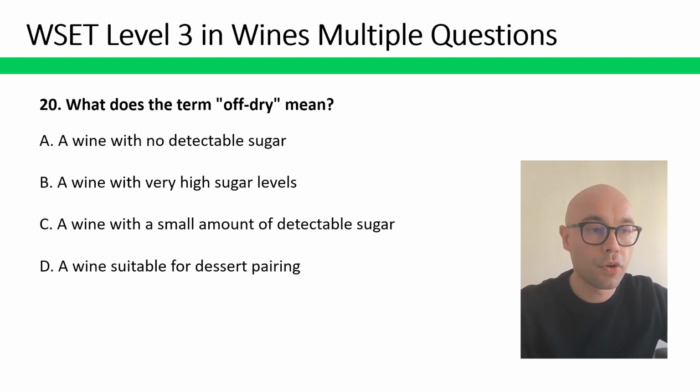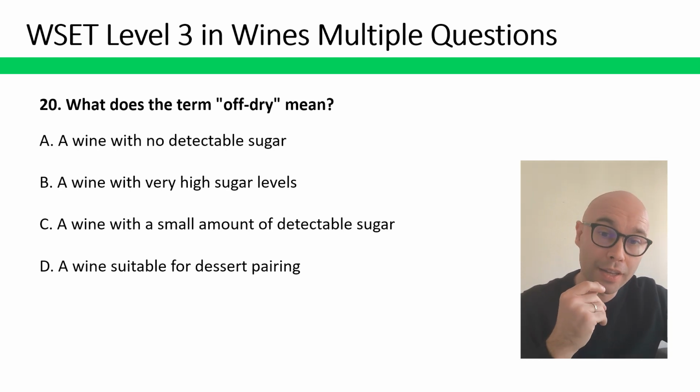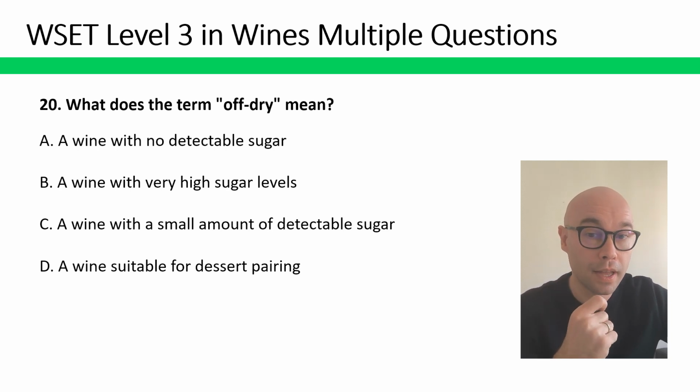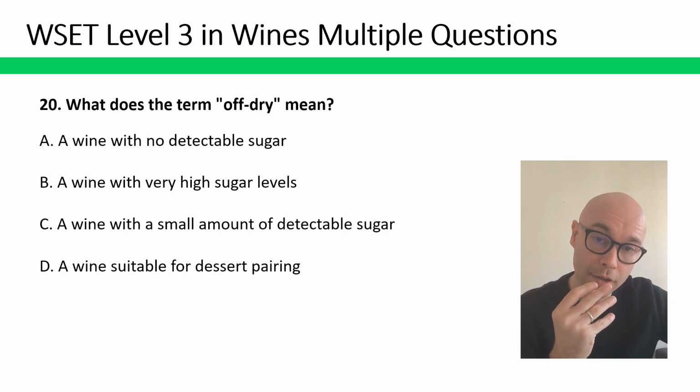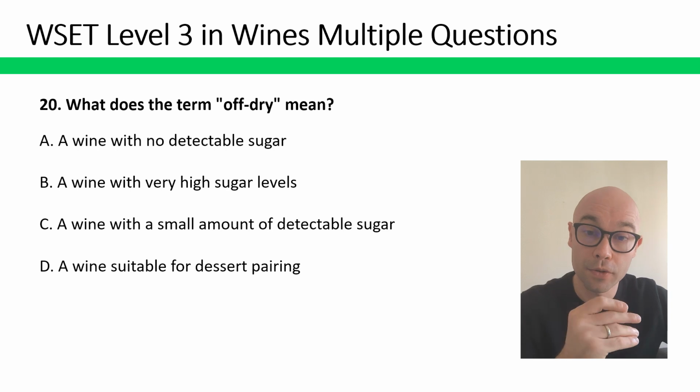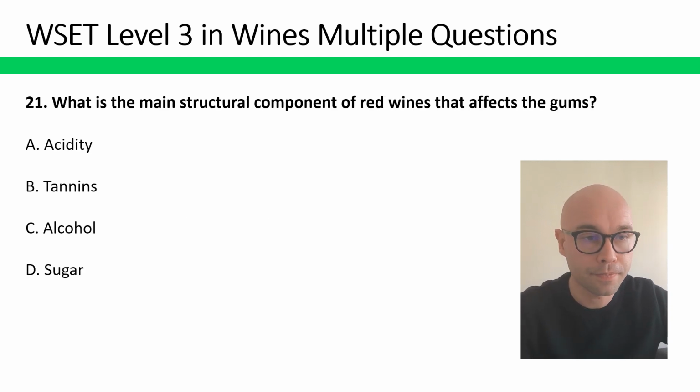What does the term dry mean? Wine with no detectable sugar, a wine with very high sugar levels, a wine with small amount of detectable sugar, a wine suitable for dessert pairing. The correct answer is C, a wine with small amount of detectable sugar. The sugar on the palate you can detect best on the tip of the tongue. That's the location where most of the receptors for sweetness are located.